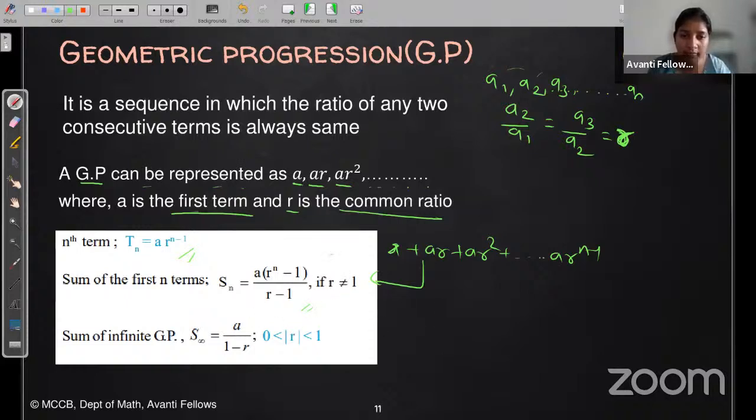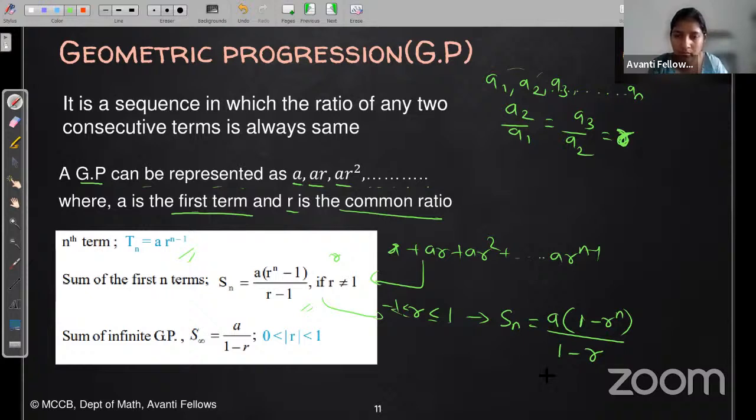And if R is less than, okay. Here in this case, if R is lying between minus 1 and 1, in that case, we consider Sn as A into 1 minus R raised to N divided by 1 minus R, okay. Why do we do this? Because R will be less than 1, right? So for that reason, we write it as A into 1 minus R raised to N divided by 1 minus R.